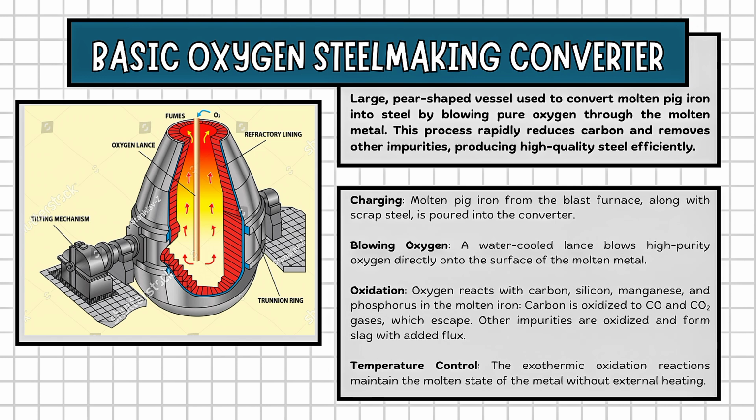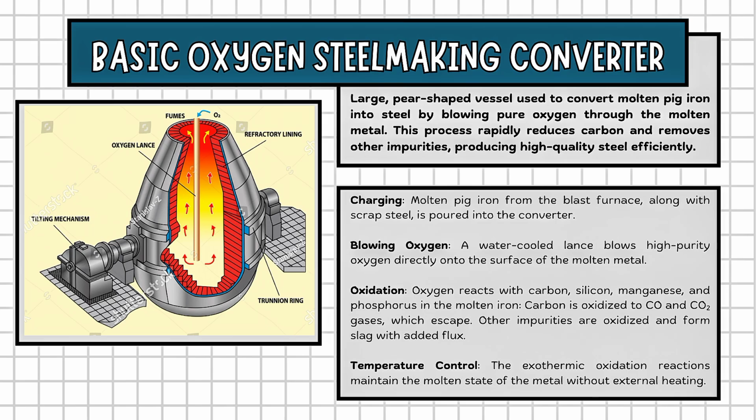And lastly, our basic oxygen steelmaking converter. Same job as the other converters, it is to reduce carbon and remove other impurities in our pig iron. So here is a picture of a basic oxygen converter. Molten pig iron from the blast furnace along with scrap steel is poured into the converter. Then a water-cooled lance blows high purity oxygen directly onto the surface of the molten metal.